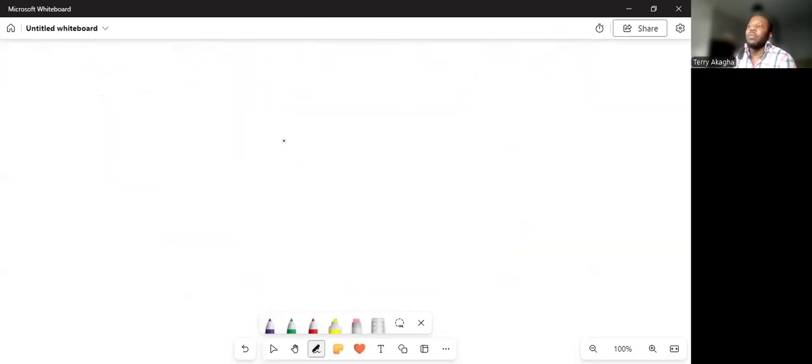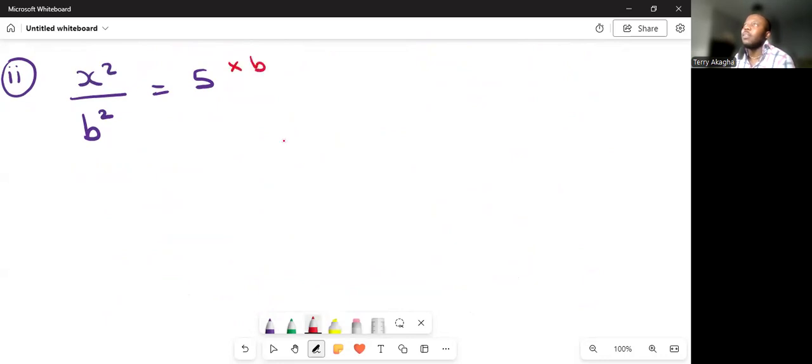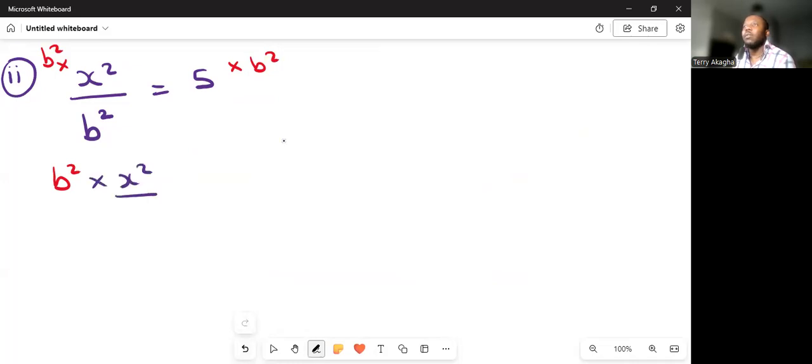So we have this now. Number 2, we have x squared divided by b squared is equal to 5. By now, you should know that I will always get rid of the fractions. So I'm going to multiply both sides by b squared, so that will get rid of the fraction. So it's going to become b squared multiplied by x squared over b squared is equal to b squared multiplied by 5. So this will cancel that.